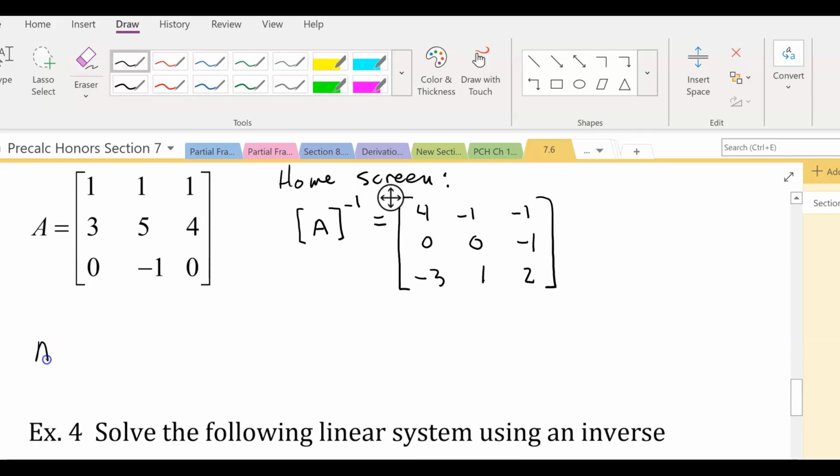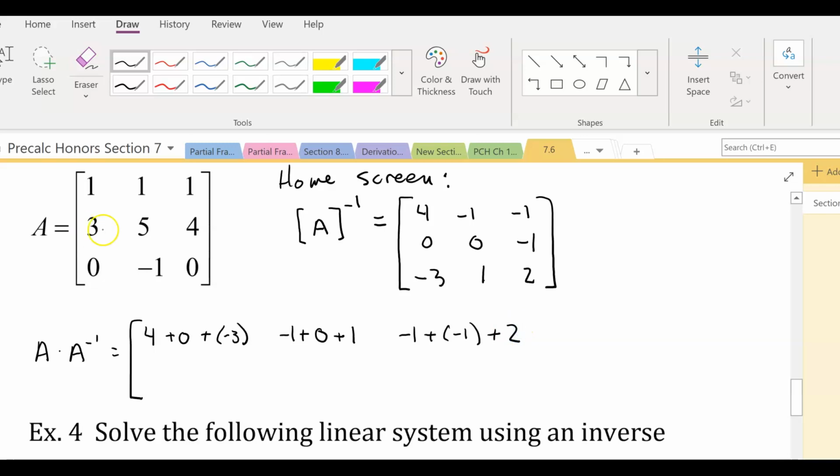And let's go ahead and do a quick check to see if we have it right. So let's do A times A inverse. So I'm going to have 1 times 4 plus 1 times 0 plus 1 times negative 3. So that's going to give us 1, so that's good. Let's do first row, second column. So 1 times negative 1 plus 1 times 0 plus 1 times 1. So that's going to give us 0, so that's good. First row, third column, 1 times negative 1 plus 1 times negative 1 plus 1 times 2. All right, moving on to the second row.